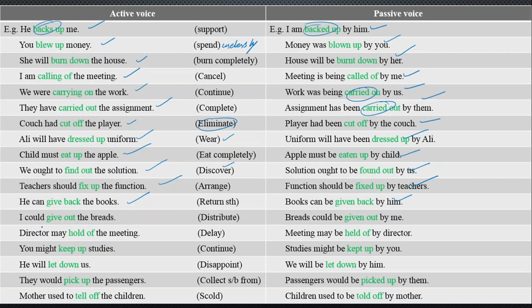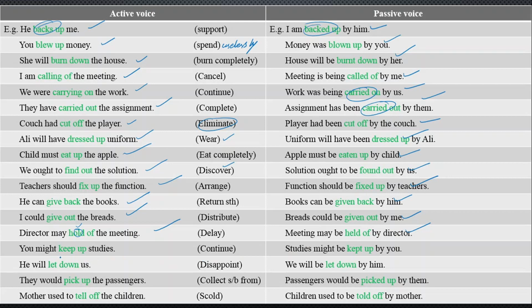I could give out the breads, means distribute the breads. Breads could be given out by me, means distributed by me. Director may hold off the meeting, means delay the meeting. Meeting may be held off. Okay, keep in your mind, here you'll be changing the verb. Hold, second form is held and third form is held. Holding, holds. So you'll say meeting may be held off by director.